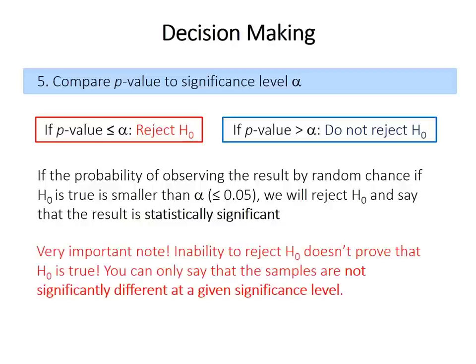Note that we can never prove or accept the null hypothesis. If we fail to reject the null hypothesis, it's not correct to say that the samples are the same. You should only say there's no significant difference. So your comparison is either significantly different or not significantly different. You can never say that they're the same.